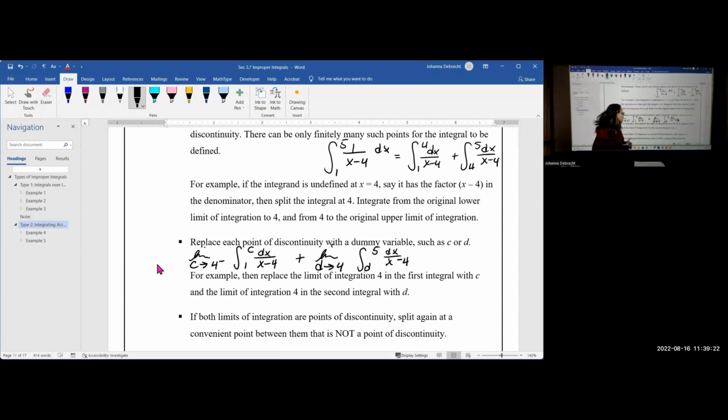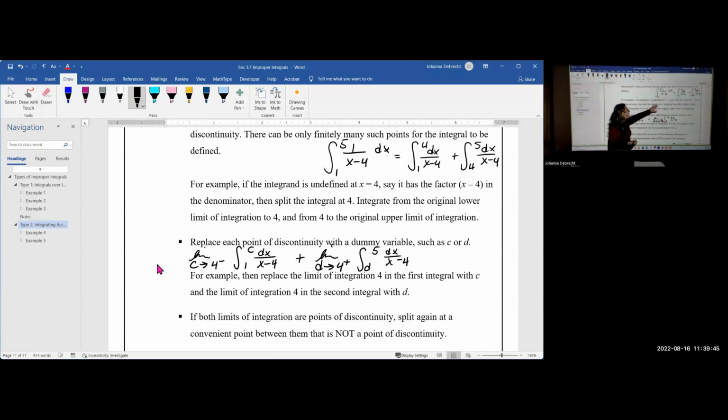Now, which side is it approaching 4 from? Well, it's going from 4 to 5. So it's the numbers to the right of 4, not to the left. So that must mean that I'm going to be approaching 4 from the right-hand side or from above. And so I get a one-sided limit there. And this is how we have to deal with this.